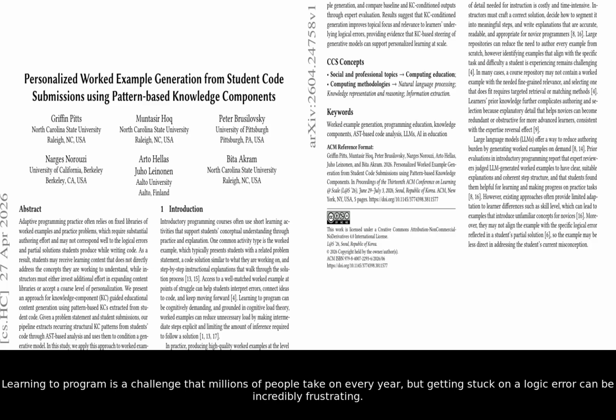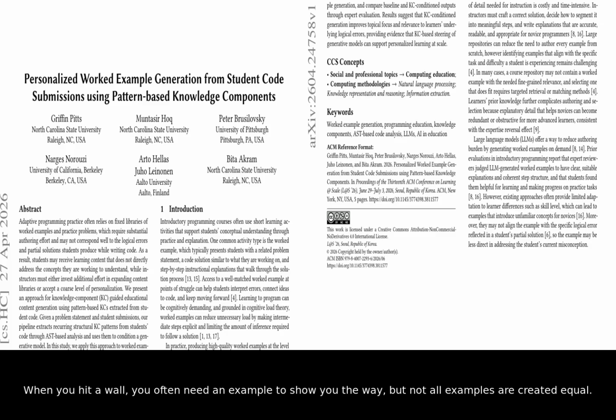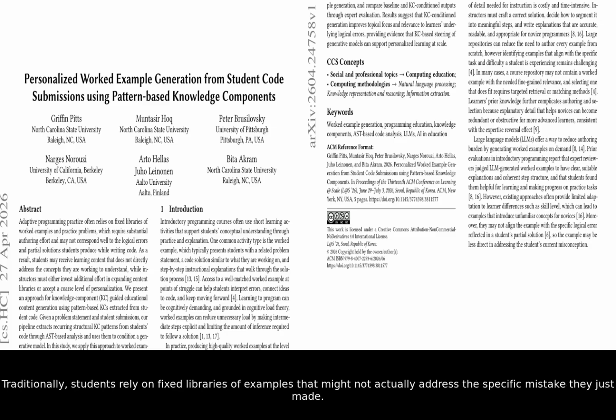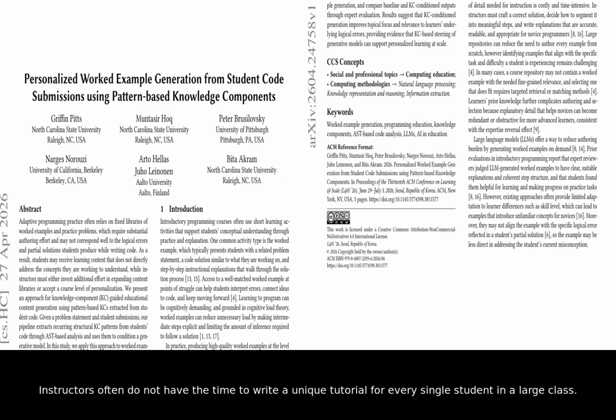Learning to program is a challenge that millions of people take on every year, but getting stuck on a logic error can be incredibly frustrating. When you hit a wall, you often need an example to show you the way, but not all examples are created equal. Traditionally, students rely on fixed libraries of examples that might not actually address the specific mistake they just made. Instructors often do not have the time to write a unique tutorial for every single student in a large class. The researchers behind this paper propose a way to bridge this gap using the power of large language models.